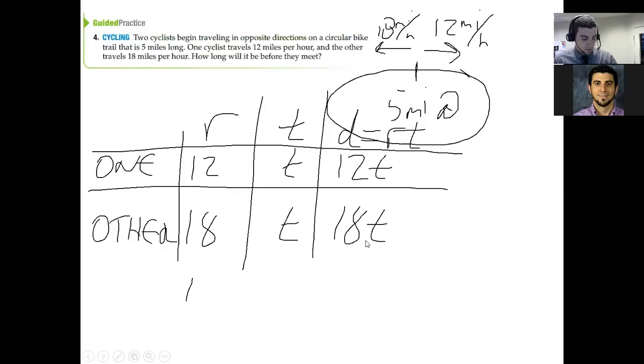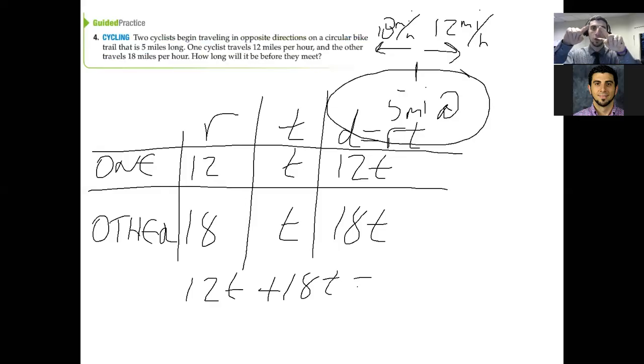So all we do is add those together, and we know that since they're traveling in opposite directions, they start here. This guy travels this way, this guy travels this way. They're going to meet somewhere else. So we know when they meet that their total distances added together has to be 5 miles, because they start at one point, go in opposite directions around a circle and meet somewhere else. So however much this guy traveled added to however much this guy traveled has to come out to be 5 miles. All right, so that's going to be 30t equals 5.